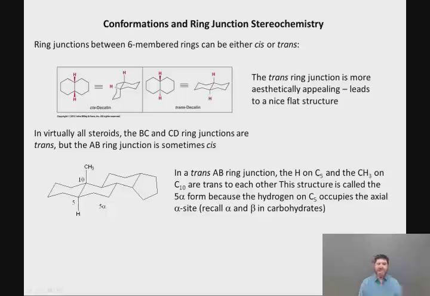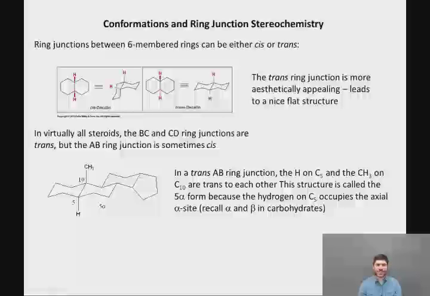So this is the three-dimensional chair cyclohexane view of a steroid with a trans AB ring junction. So in this case, we know that there's a methyl group on carbon 10. So in this case, it's the hydrogen on carbon 5 and the methyl group on carbon 10 that are trans to each other. And sometimes steroid chemists call this the 5-alpha form because the hydrogen on carbon 5 occupies the axial site, which if you think back to carbohydrates, at the anomeric carbon, the alpha site is an axial site.